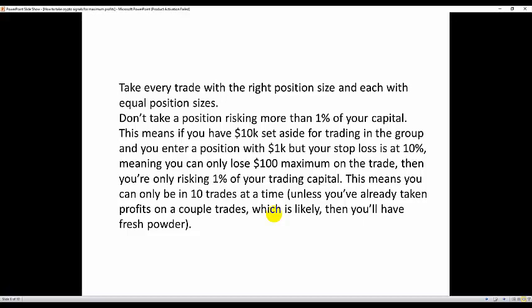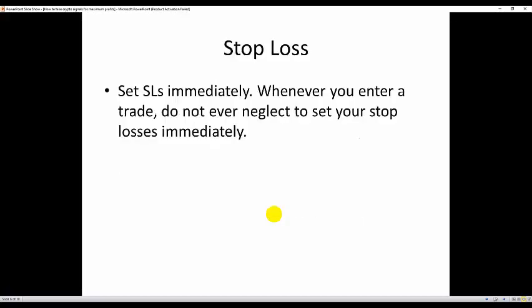So you're only risking 1% of the trade. This means you can only be in 10 trades at a time, unless you've already taken profit on a couple of trades, which is likely. Then you have fresh powders. By fresh powders, we mean you have more capital to trade with.